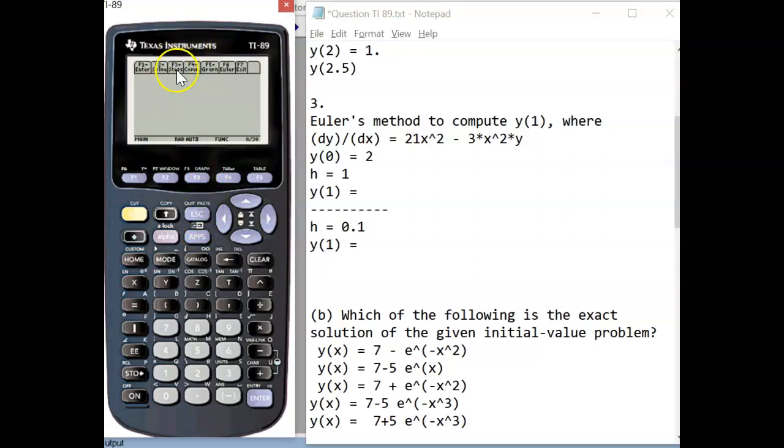Very well. Now, we would like to also solve this differential equation numerically using the Euler method. So we go to F6, which is the Euler option. There we go. Enter the differential equation.